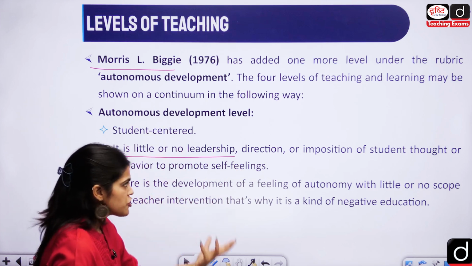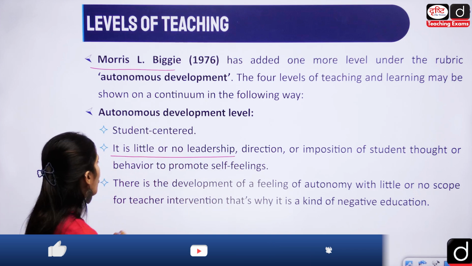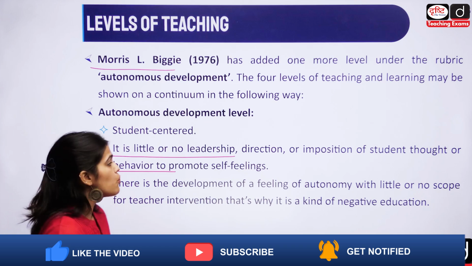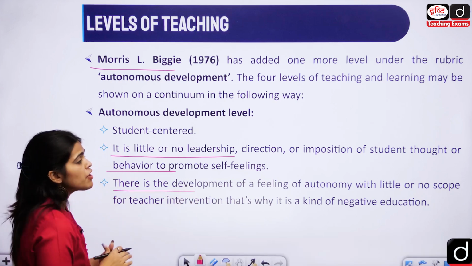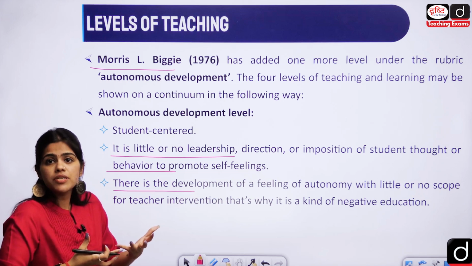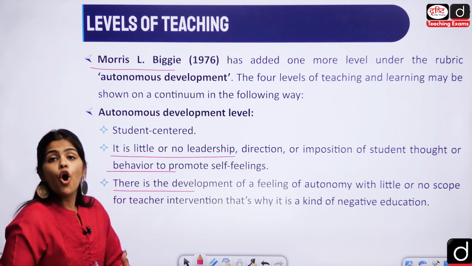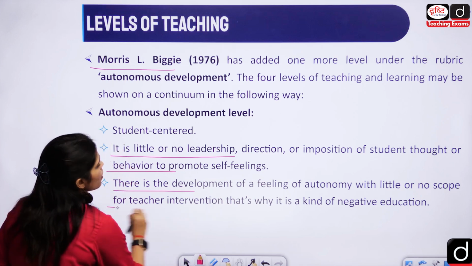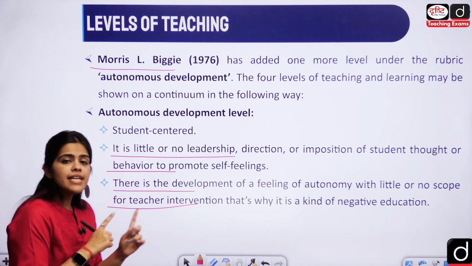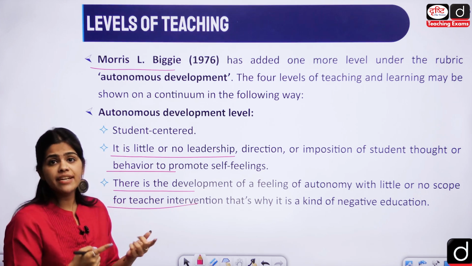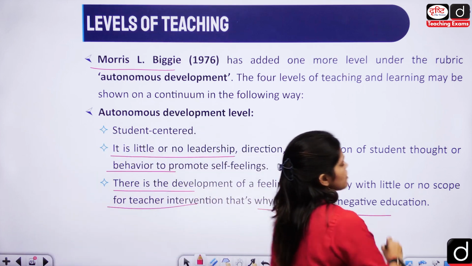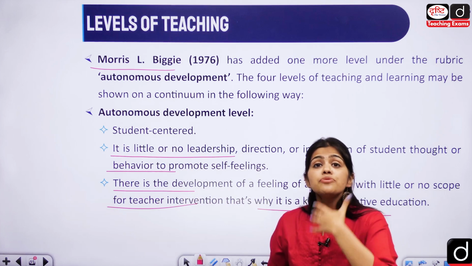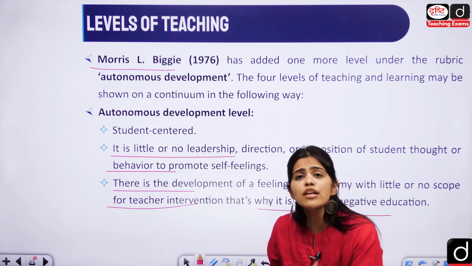It is very direction-oriented, imposition of the student thought or behavior to promote self-feelings. Self-feelings become way more important. There is a development of a feeling of autonomy inside the person, that I can solve things on my own. Autonomy means I am capable of doing things on my own with little or no scope for the teacher to intervene. There is no scope for the teacher to come here and intervene. Hence, this is sometimes called a negative education also. So what is the role of a teacher? That is to educate you, to come to you and to tell you what is right and wrong.